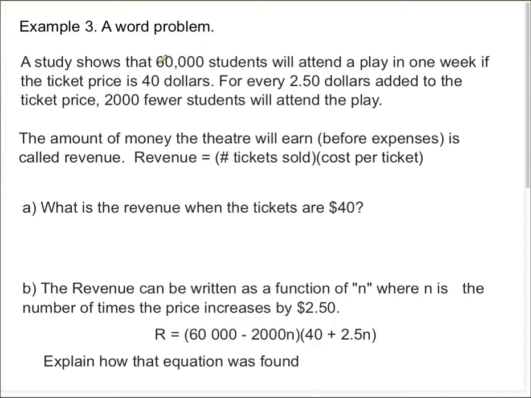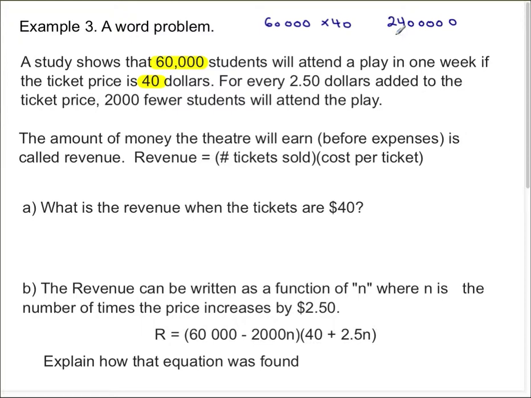Okay, so what information do we have here? Right now, 60,000 students attend, and they each pay $40. Wonder how much money that is. 60,000 students, they're each paying $40. Well, I need 24, and then I've got 1, 2, 3, 4, 5 zeros. That's 2 million. $2,400,000 for that play. That's kind of amazing.